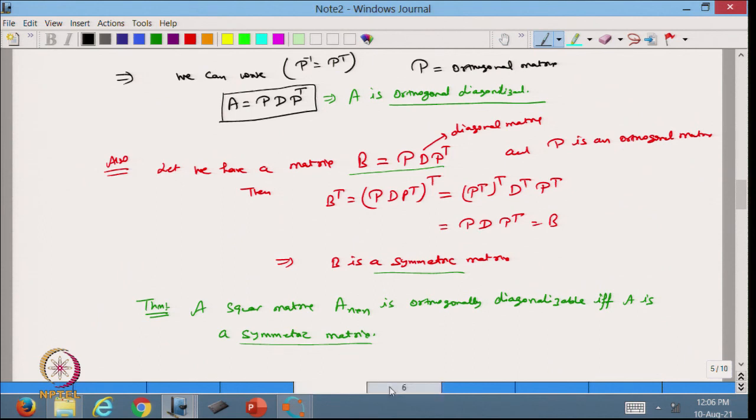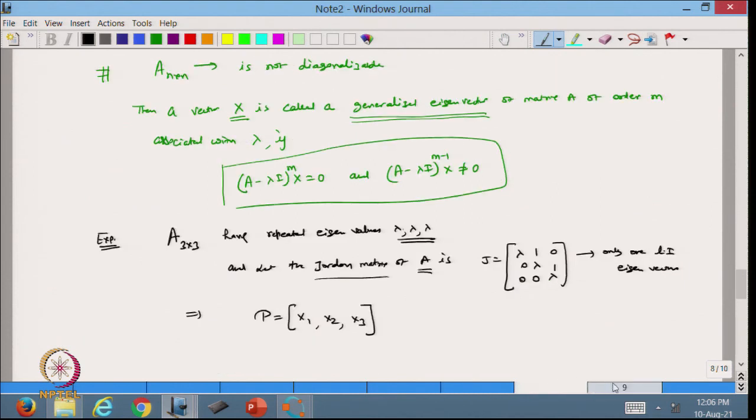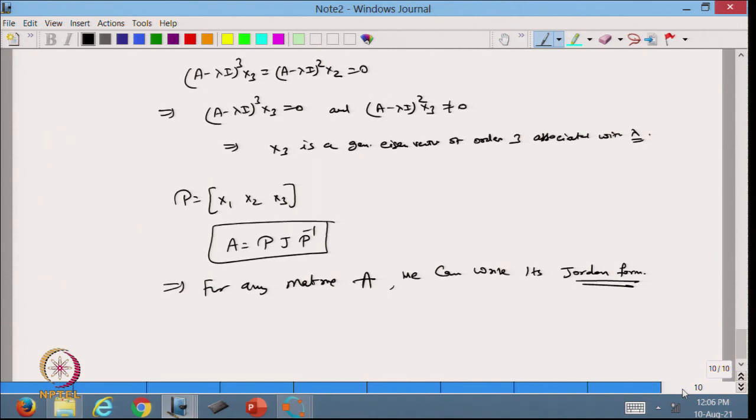And we have also seen that if the matrix is not diagonalizable, then at least we can write its Jordan form, and we have shown how we can write the different types of Jordan forms depending upon the geometric multiplicity of the eigenvalues. This is the procedure to find the generalized eigenvector for the corresponding eigenvalue lambda. Maybe in the next lecture we will discuss some examples and show how we can define the generalized eigenvector for a given matrix. So, we will stop here.